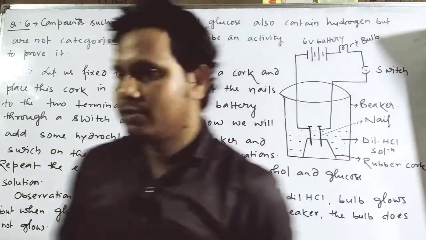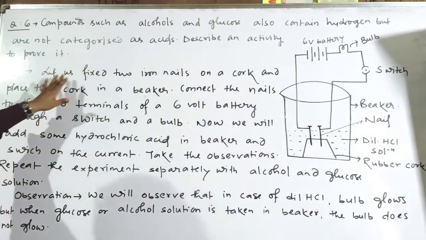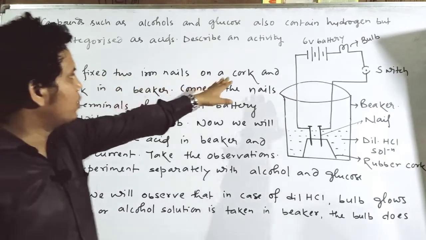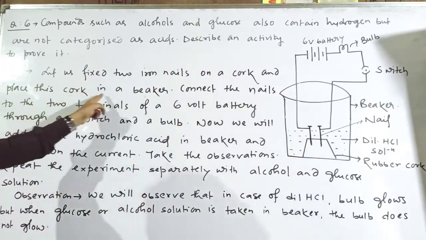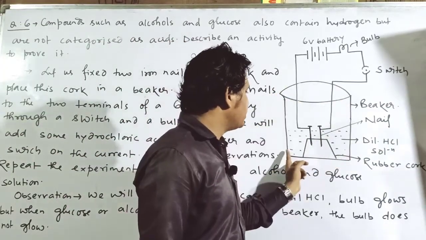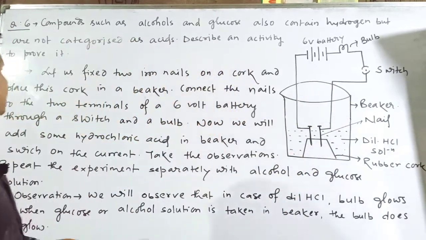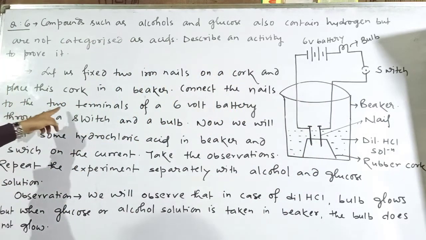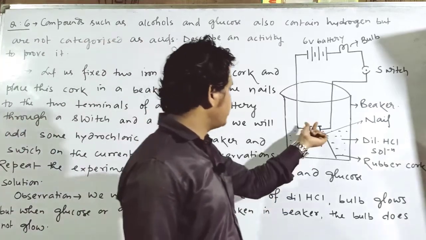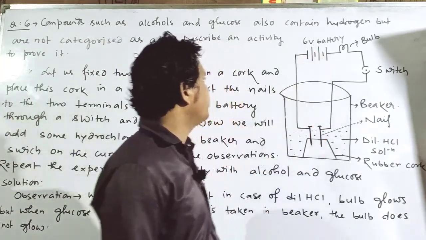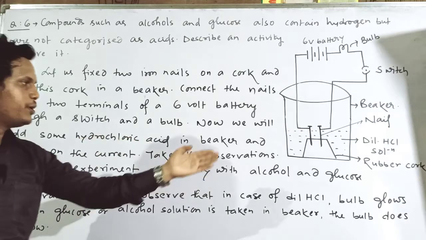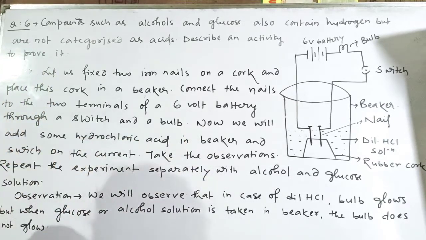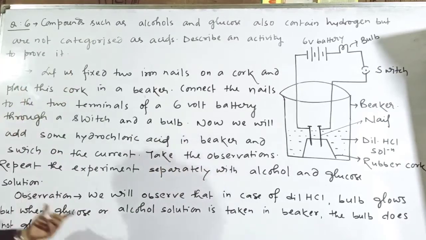So this is the written part. Let's read this once. Let us fix 2 iron nails on a cork, and place this cork in a beaker. Connect the nails to the 2 terminals of a 6-volt battery, with bulb and switch. Now we will add some hydrochloric acid in the beaker and switch on the current. Take the observation and repeat the experiment separately with alcohol and glucose.